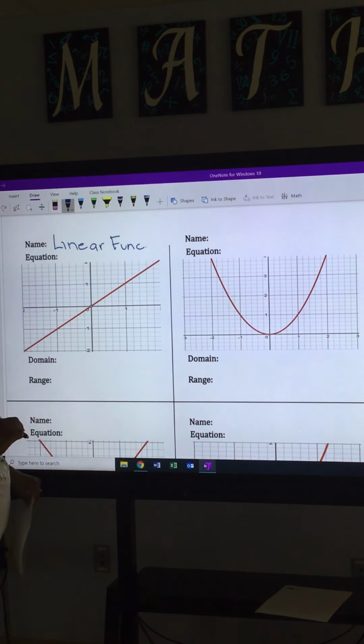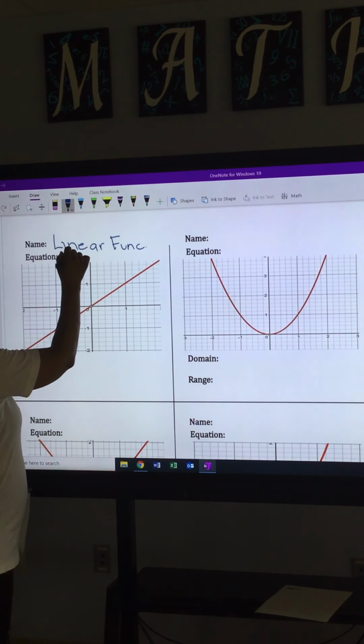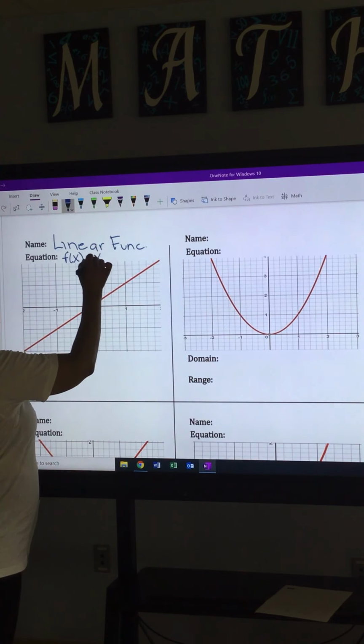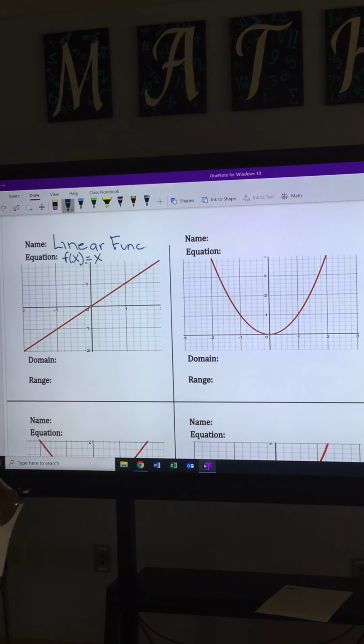And that's a linear function. The equation for a linear function looks like this. It's f of x equals x, meaning that every value of x is the same as y. That's why we have a line that goes through the origin and through the particular points it does.